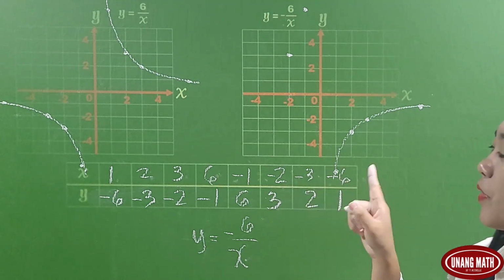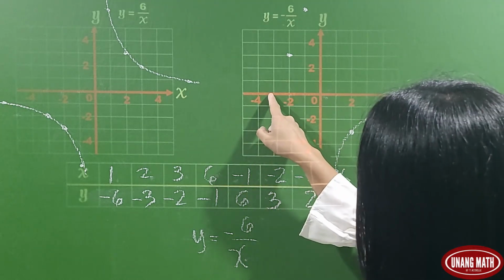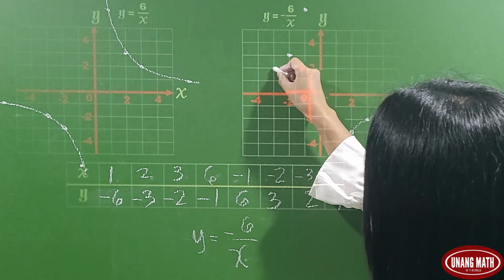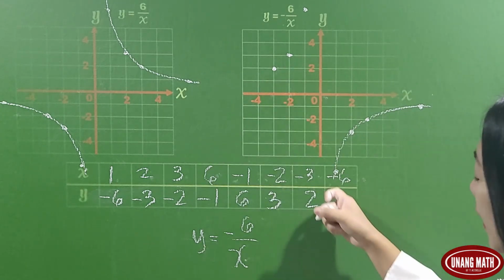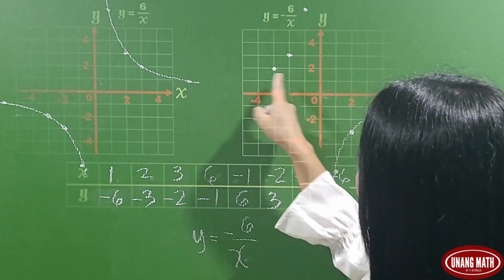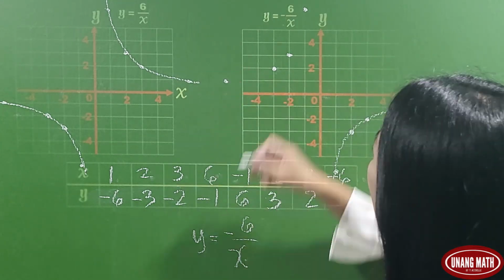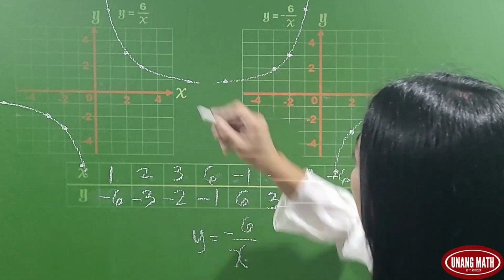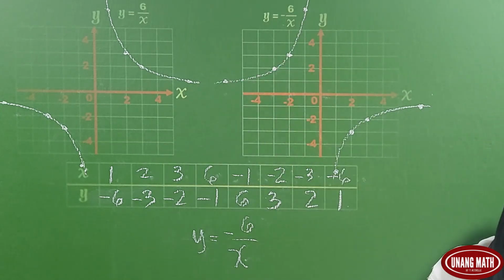Negative 3, 2: x-coordinate negative 3, y-coordinate 2. So the point is here. And then negative 6, 1. So negative 6, 1, the point is here. Draw the graph. The graph looks like this.